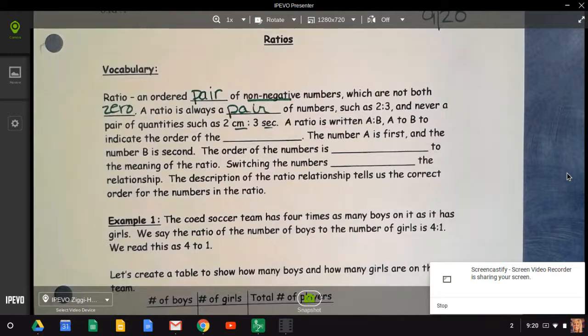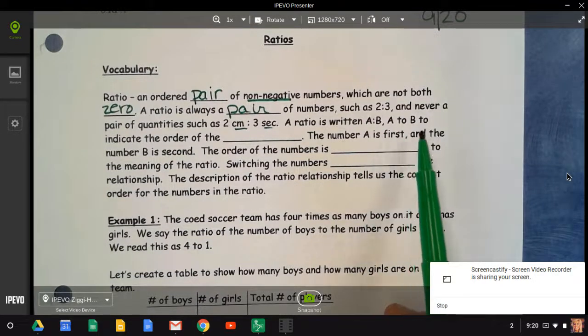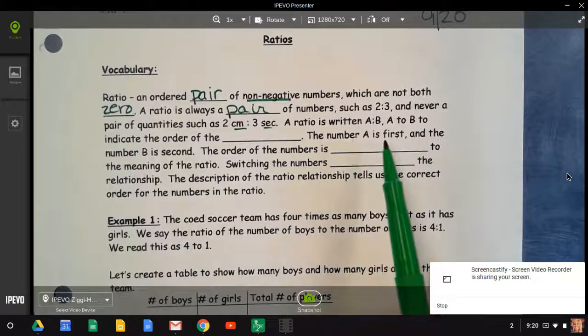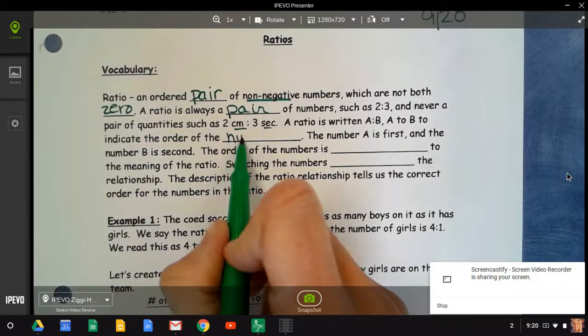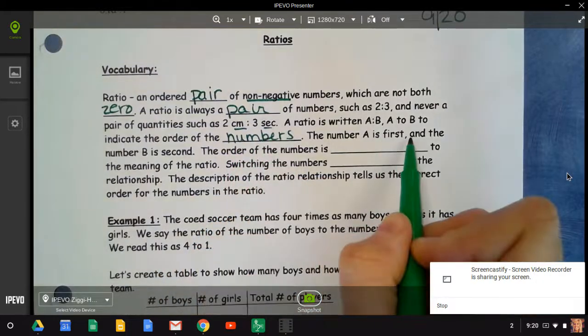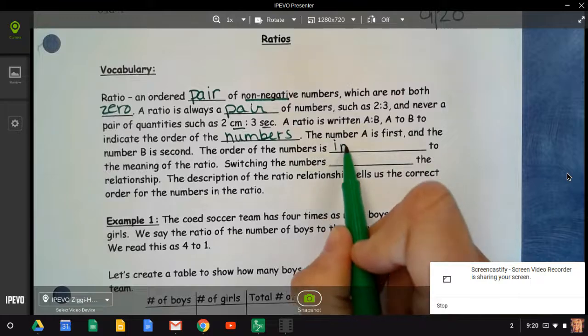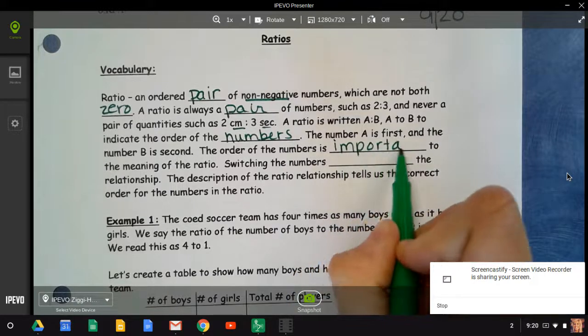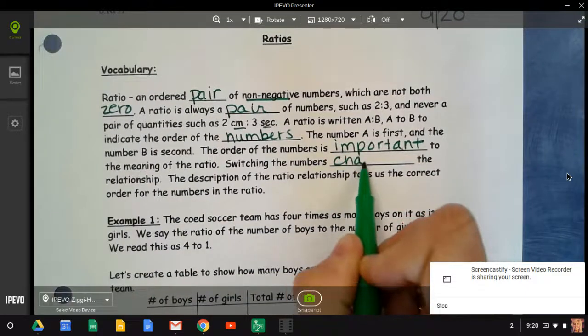A ratio is written A to B using the colon, A to B using the word to, and a fraction to indicate the order of the numbers. The number A is first and the number B is second. The order of the numbers is important to the meaning of the ratio. Switching the numbers changes the relationship.